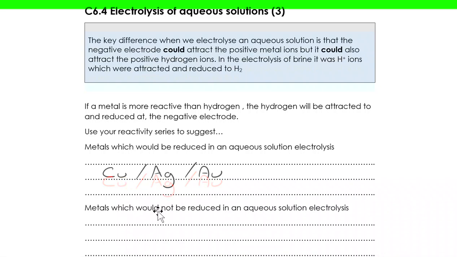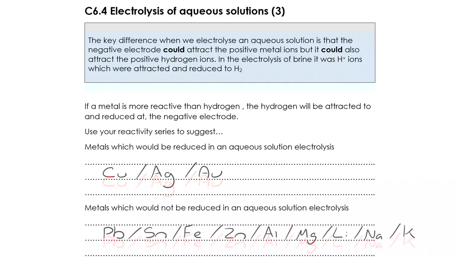We would make copper, we would make silver, we would make gold. All of those 3 are below hydrogen in the reactivity series. In terms of ones where we would make hydrogen, it's absolutely any of the metals that sit above hydrogen in the reactivity series. That takes us to the end of this video and the end of this topic.